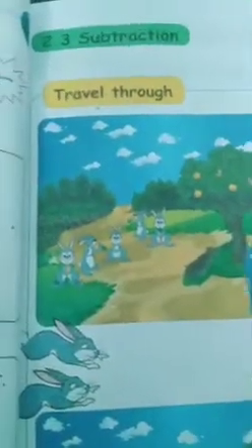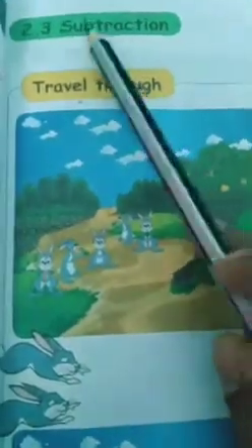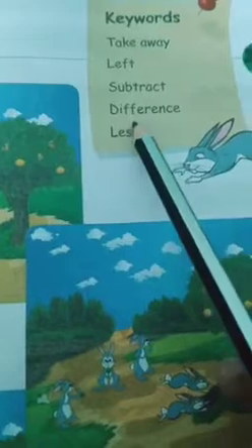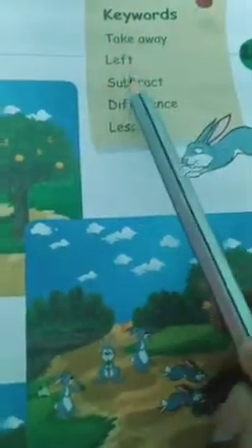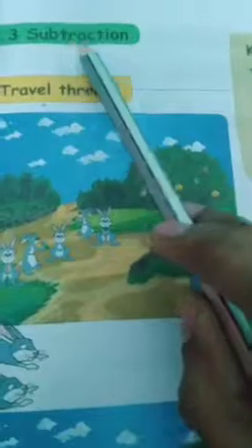Hi students, in my last class we saw addition. Now in this class we see subtraction, 2.3 subtraction. They are giving some keywords: take away, left, subtract, difference, less. All of them give the same meaning, that is subtraction.